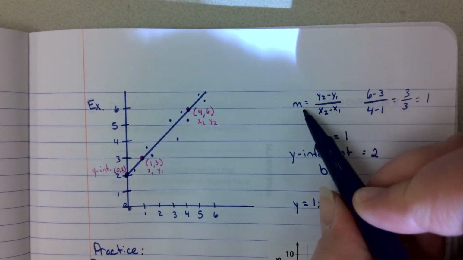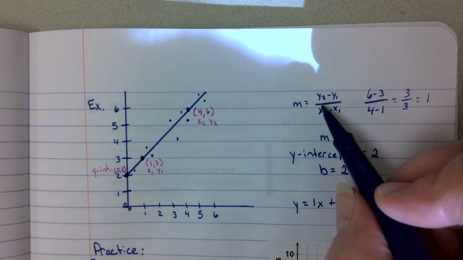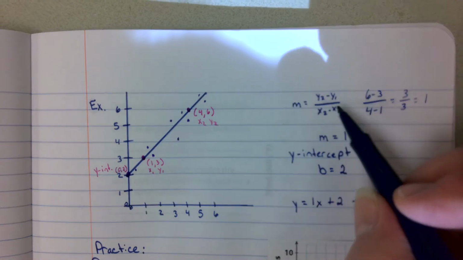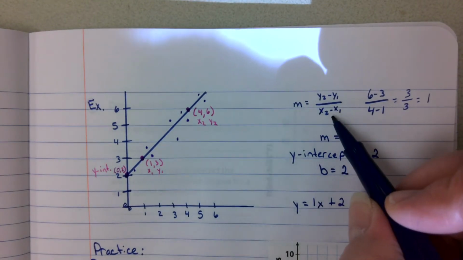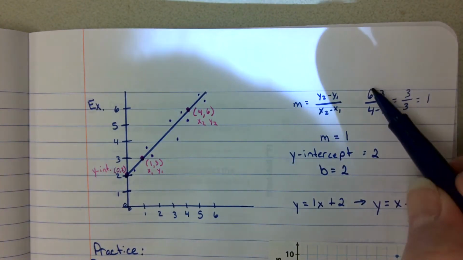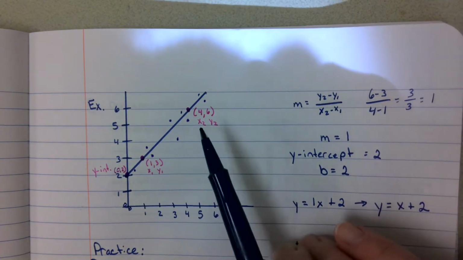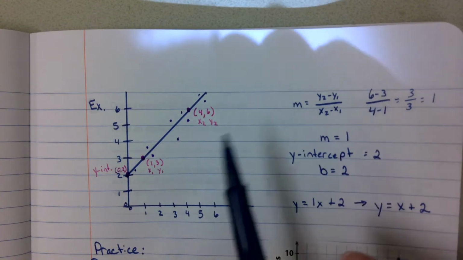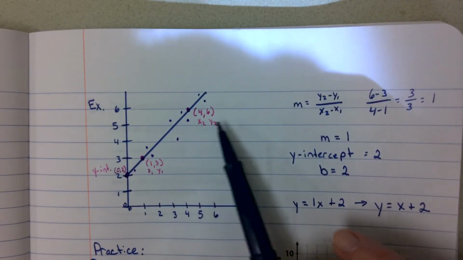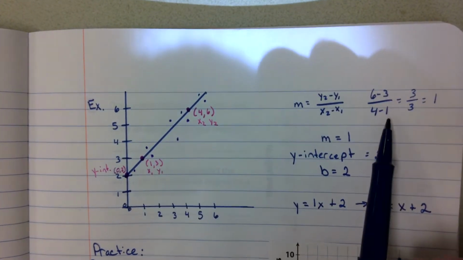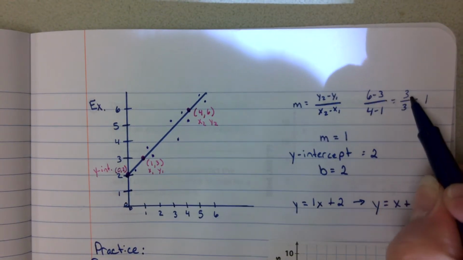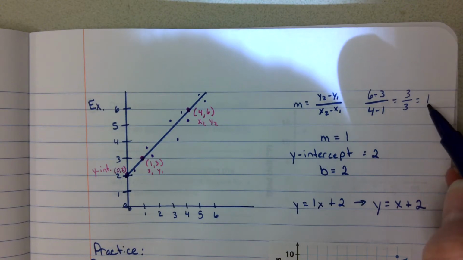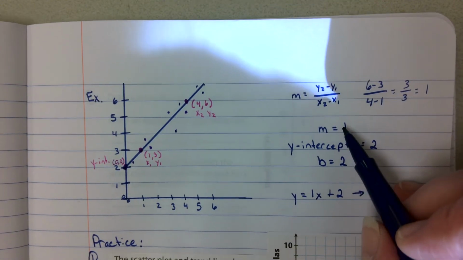And so I used my slope formula. m is equal to y sub 2 minus y sub 1 divided by x sub 2 minus x sub 1. And then I just substitute my values in there. So y2 is 6, y1 is 3, x sub 2 is 4, and x sub 1 is 1. So 6 minus 3 is 3, and 4 minus 1 is 3. 3 divided by 3 is 1. So my slope is 1.